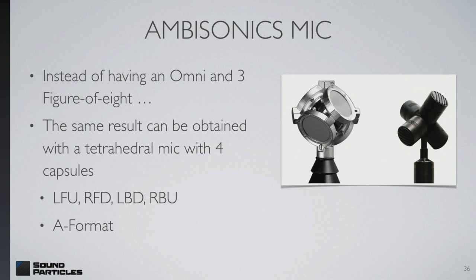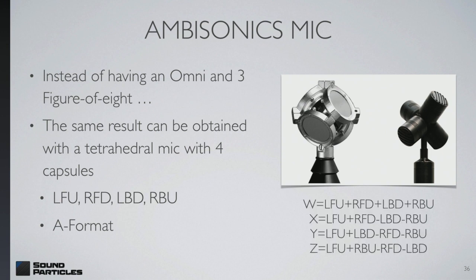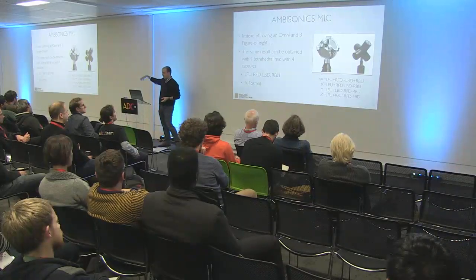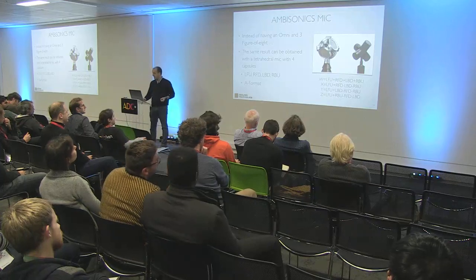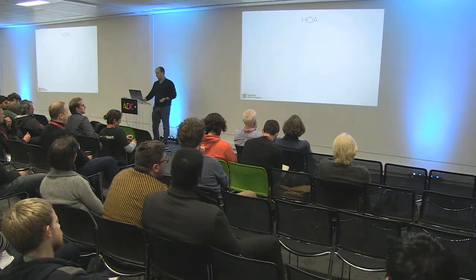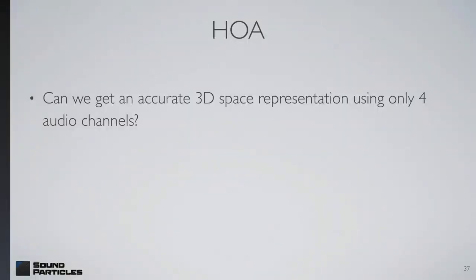But be careful because this is what is called A format. So essentially you have these 4 channels, but then you need to convert these to the W, X, Y, Z B format. So essentially it's A format and you need to convert this to the other, but that is also something quite easy to do. Simply mix these together, invert some phases, and you get those B format kind of Ambisonics. So Ambisonics, great, 4 channels. You can represent an accurate 3D representation with only 4 channels, right?